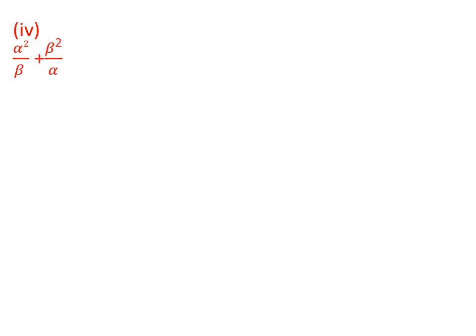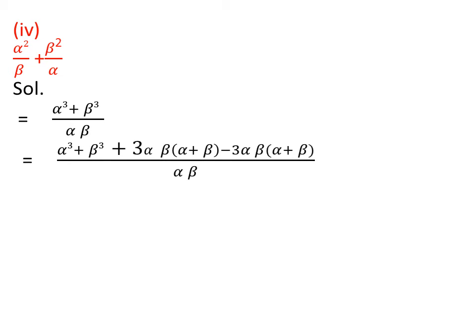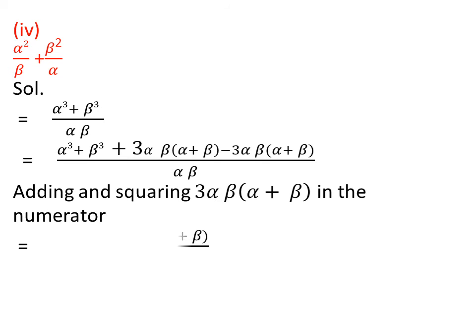By using the same equation, we have to evaluate alpha square over beta plus beta square over alpha. First of all, we will take LCM, which is equal to alpha beta, and in the numerator we will write alpha cube plus beta cube. Here we have to add and subtract 3 alpha beta into alpha plus beta in the numerator. For this we will write alpha cube plus 3 alpha beta into alpha plus beta minus 3 alpha beta into alpha plus beta, and in the denominator we will write alpha beta as it is.